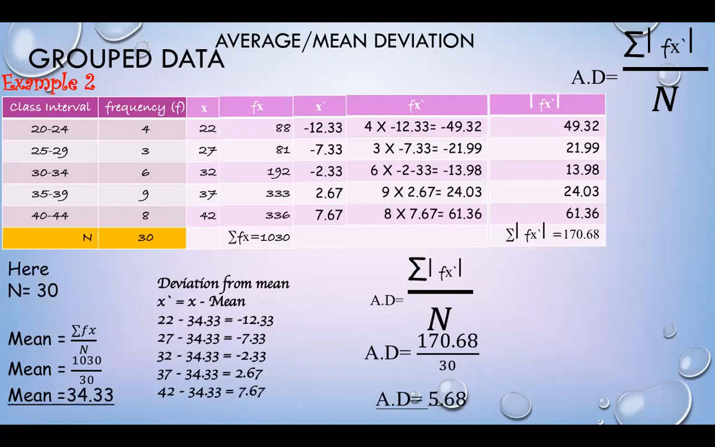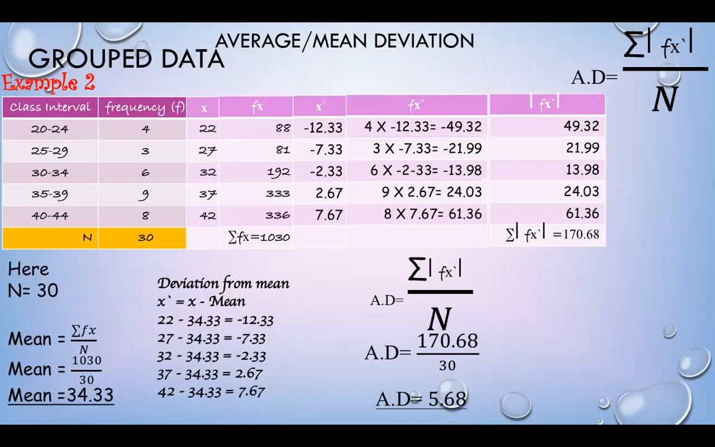Here I will tell you that if you go through the previous lectures, we find the mean by two methods. One is the direct method and another is the assumed mean method. I have used the direct method here. You can recalculate the average deviation of this data by applying the assumed mean method.